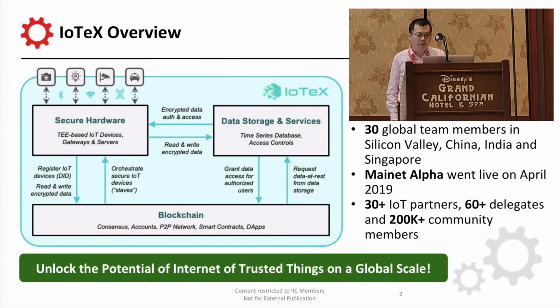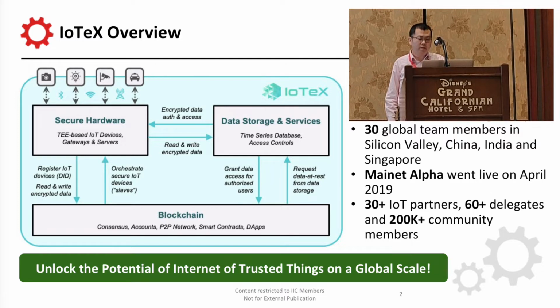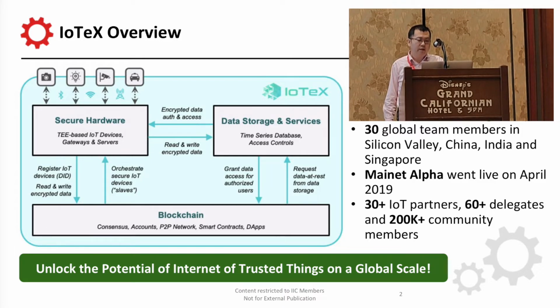We launched our blockchain platform, the Mainnet Alpha, back in April this year. Currently we are collaborating with 30 IoT partners to bring their solutions to our platform. We have 60 delegates running globally to ensure the safety and security of the blockchain platform, and we have 200K community members doing transactions on the platform.